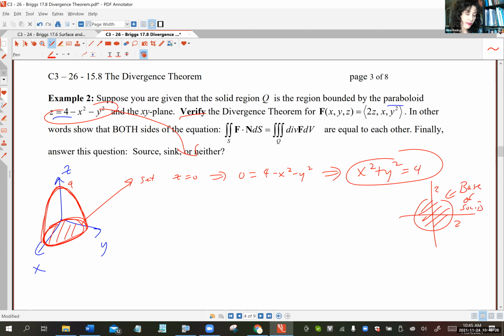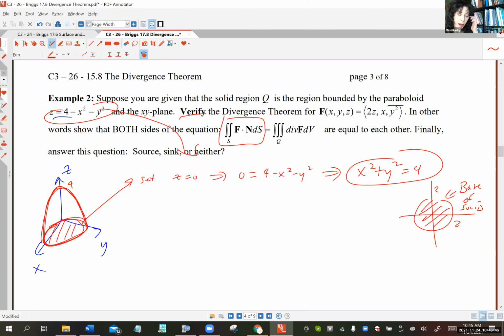So we're going to do a verify. So verify, remember, is you have to do the left-hand side and get some answer. And then you have to do the right-hand side and get an answer. And then hopefully they match. Okay, so we're going to do the left-hand side first. And this is going to be a little bit of a pain.